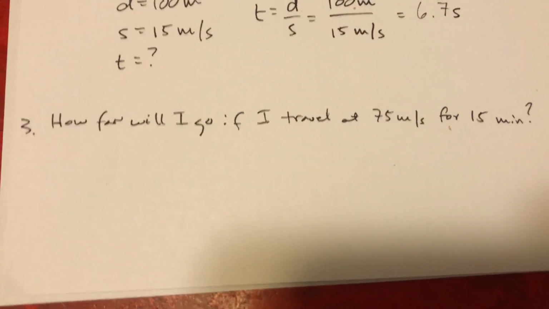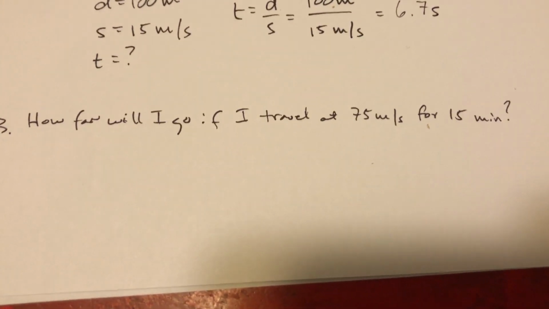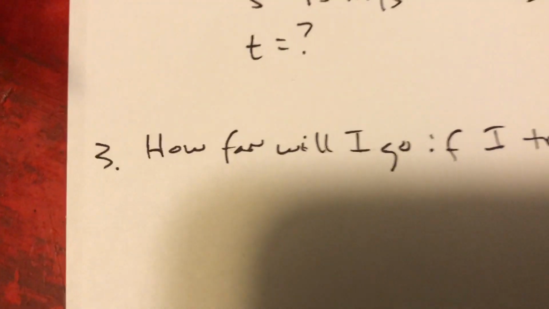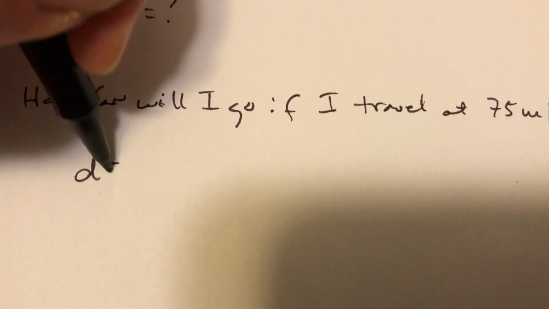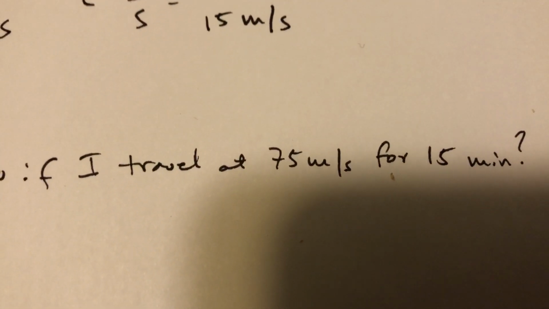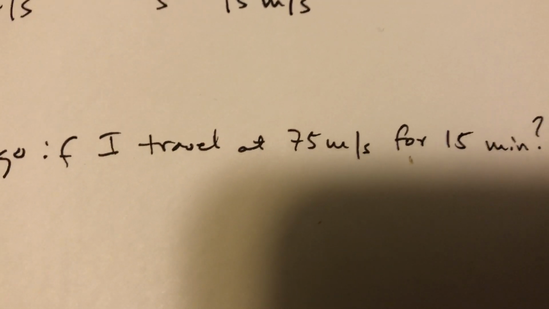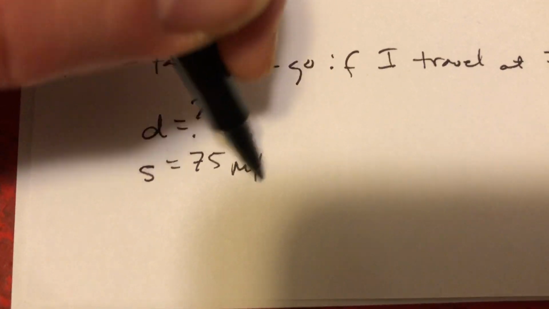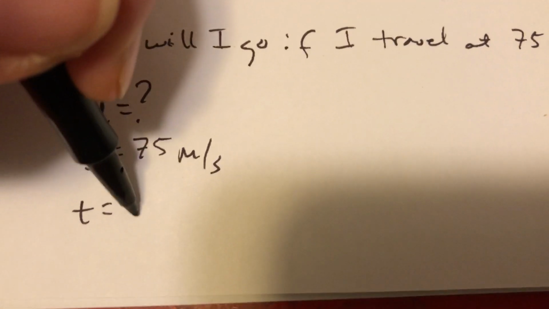All right, one more. How far will I go if I travel at 75 meters per second for 15 minutes? So first thing, how far? So that's my distance. And then if I travel at 75 meters per second, well, 75 meters per second is a speed. And then for 15 minutes. 15 minutes is a time.